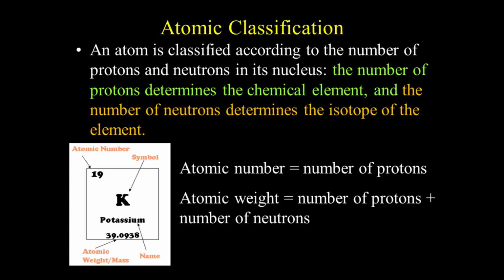An atom is classified according to the number of protons and neutrons in its nucleus. The number of protons determines the chemical element, and the number of neutrons determines its isotope. Let me repeat this. An atom is classified according to the number of protons and neutrons in its nucleus. The number of protons determines the chemical element, and the number of neutrons determines its isotope. The atomic number, also known as proton number, is the number of protons. The atomic weight is the number of protons plus the number of neutrons.